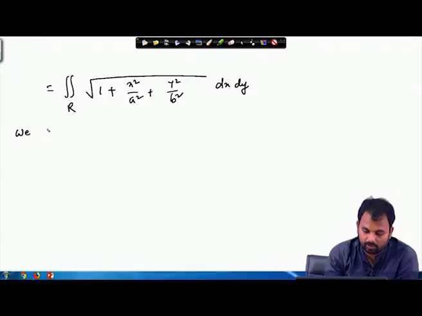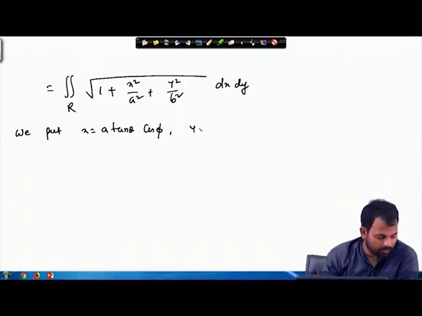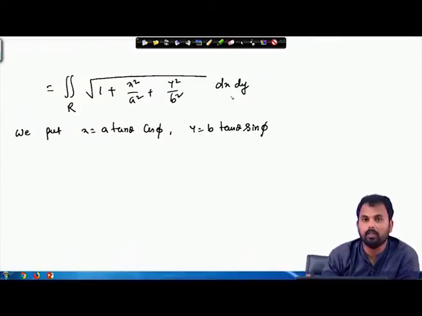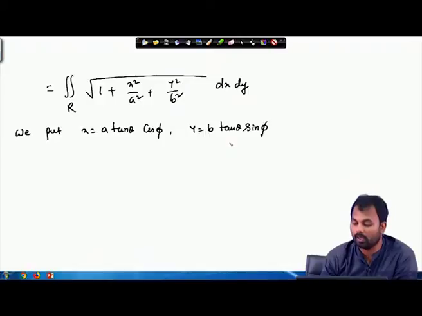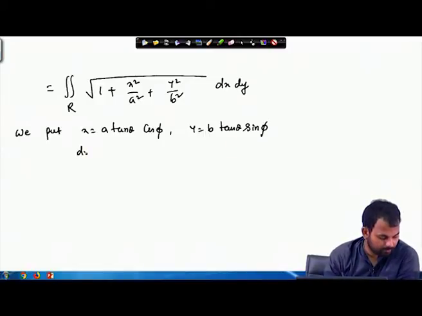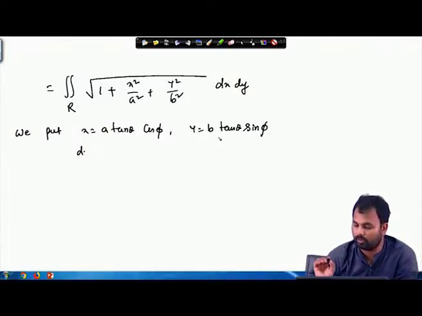We can substitute. So we put x equals a tan theta cos phi and y equals b tan theta sin phi. Since we have an integral of two variables, we have to assume the substitution in two variables as well, and from here I can calculate our dx dy. Those things can be calculated easily.